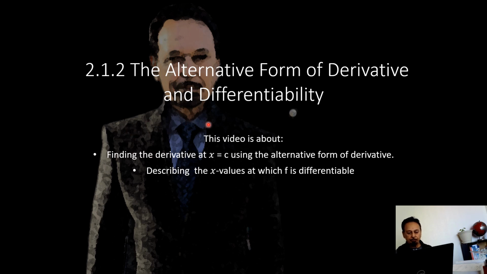The alternative form of derivative and differentiability. This video is about finding the derivative at x equals c using the alternative form of derivative, and describing the x values at which f is differentiable.